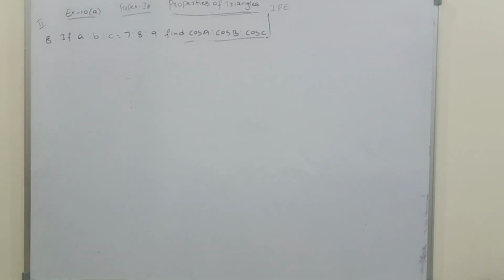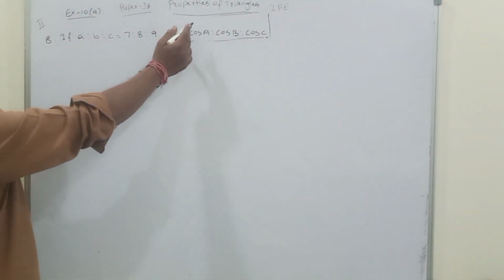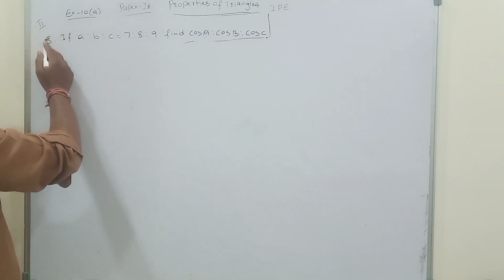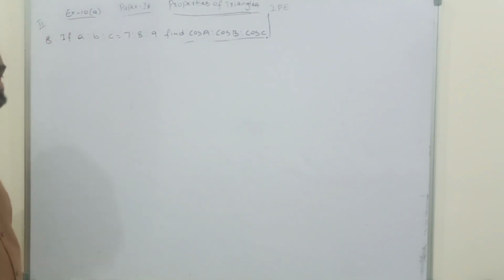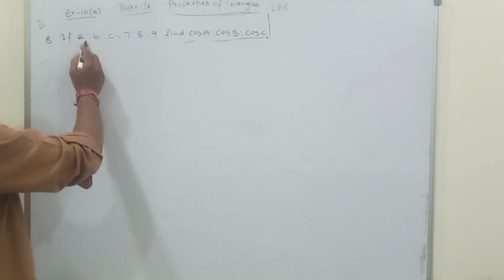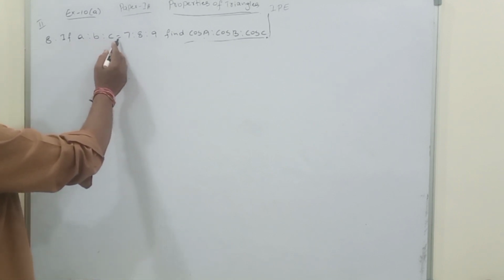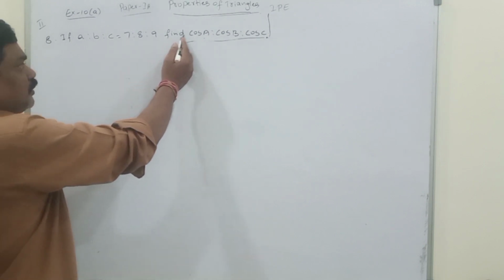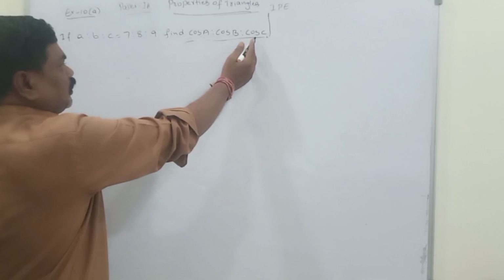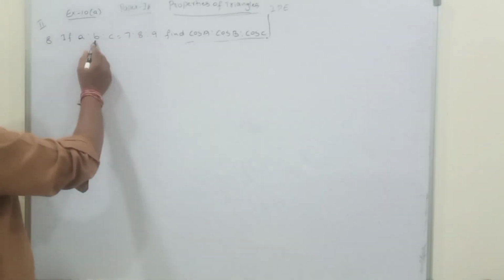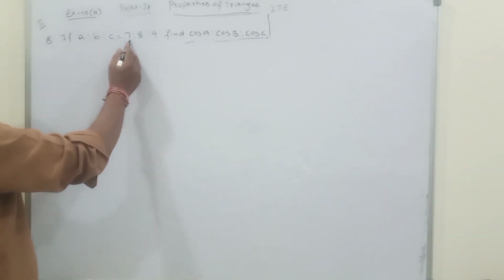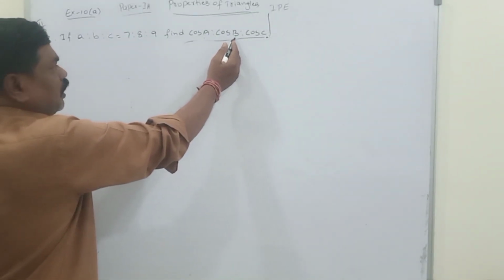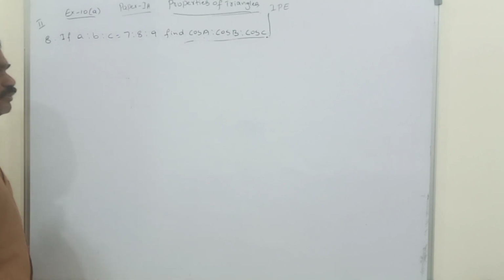Dear students, here, properties of triangles, exercise 10a, second section, 8th problem. If a is to b is to c is equal to 7 is to 8 is to 9, find cos A is to cos B is to cos C.